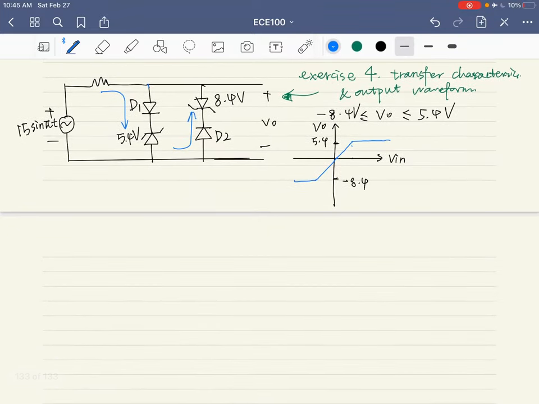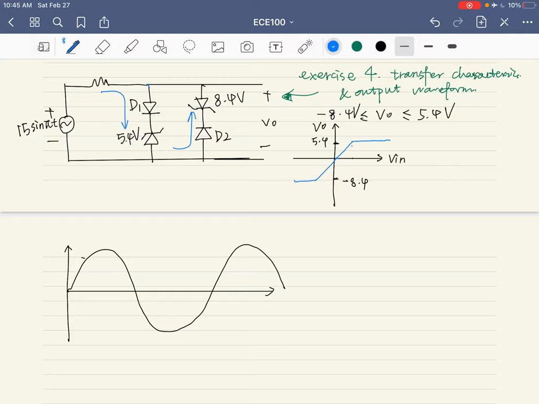What about the output waveform? It is also straightforward if you think step by step. The original waveform of Vin should be a perfect sinusoidal wave, right? But it is clipped, so let's modify the original waveform. Clip at 5.4 and clip at minus 8.4. And remember to write down the units of your scale because it's sin pi t, so a period should be 2. And this is VO in units of voltage. And your answer is complete.